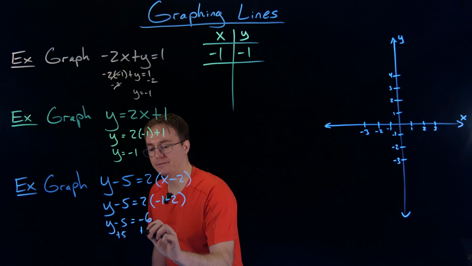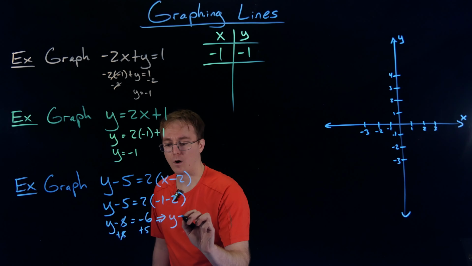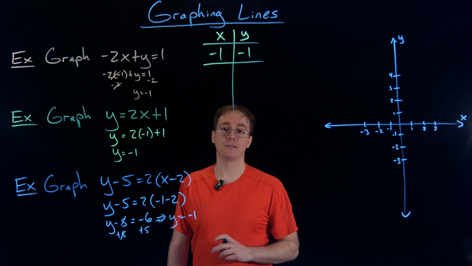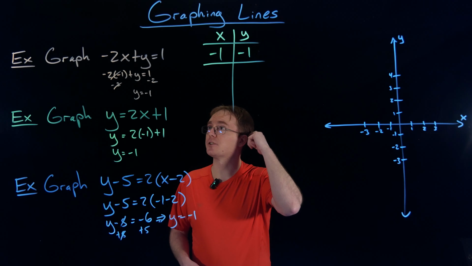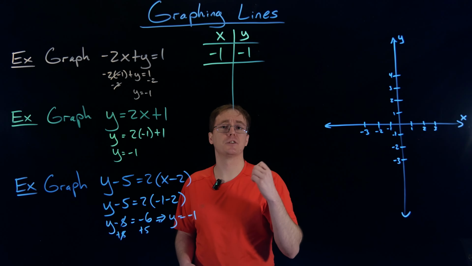But if we add 5 to each side, we get y by itself. And we see that y is going to be equal to negative 6 plus 5. But that is negative 1. And so it doesn't matter which of the 3 equations we used here. When we started with that, chose an x value of negative 1 and plugged it in and found the corresponding y value, all three equations gave us that y is also equal to -1.